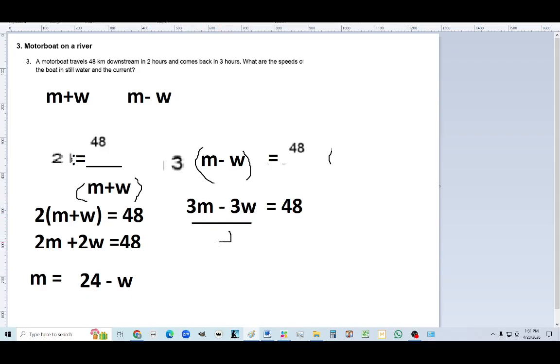You're allowed to do anything you want to any equation, as long as you do it to both sides. These will cancel out, and this will become 16. So he gets this, and he keeps it on the same side. I think it's more confusing. And then over here, he divides everything by 2 first to get rid of that.